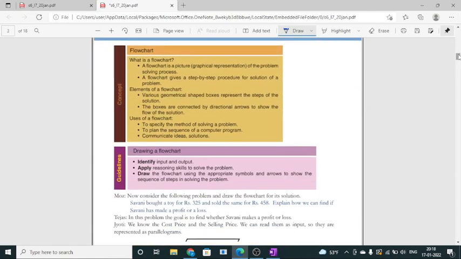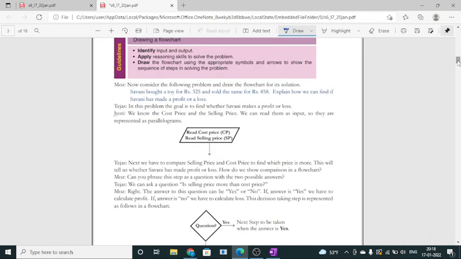Let's take more examples. Now consider the following problem and make a flowchart for its solution. Savani bought a toy for rupees 325 and sold it for 458. Explain how we can find whether Savani has made a profit or loss.